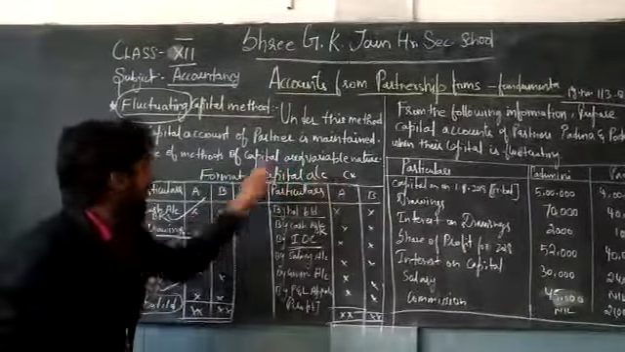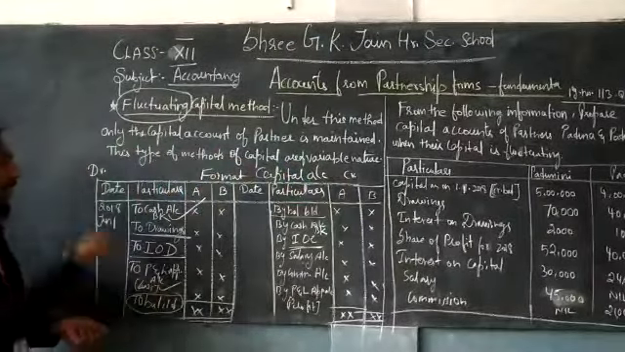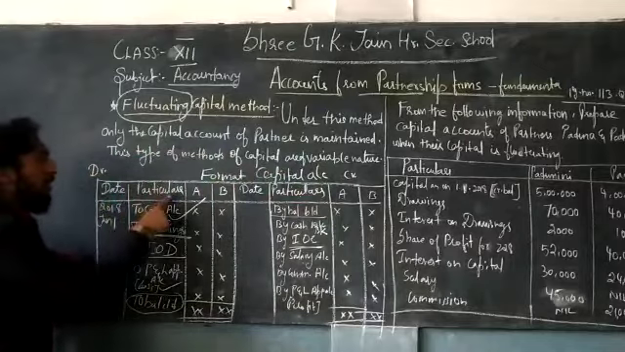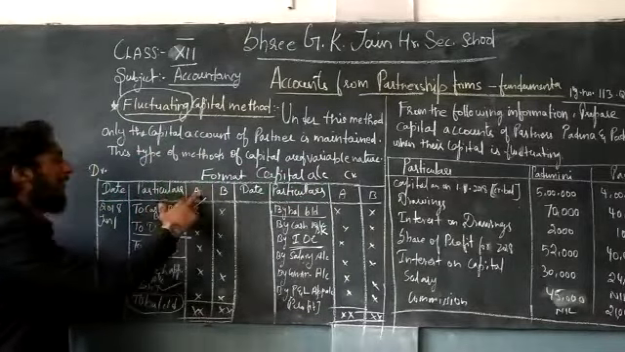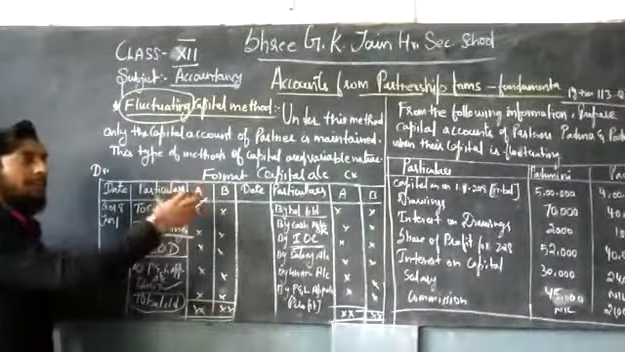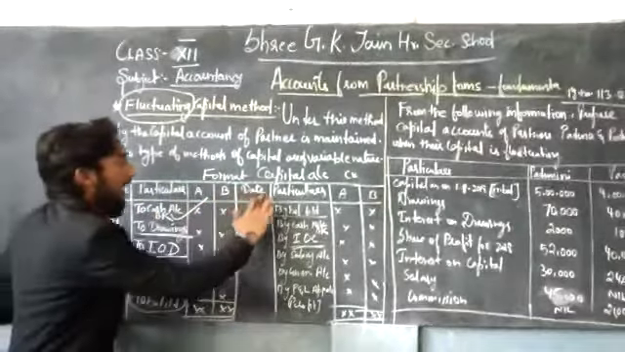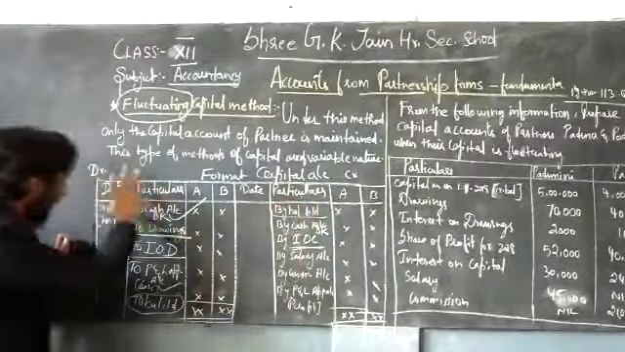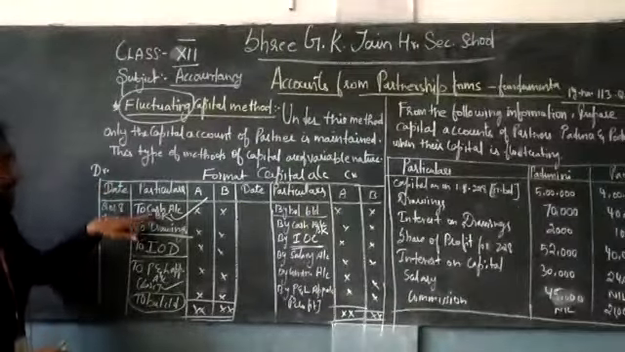Debit side, credit side. What are the headings you have? Date, particulars, name of the partner. For example, I have taken here A and B. You write whatever names are there. Then date, particulars, A and B. Write all the things. Whatever date is there, write a particular account.